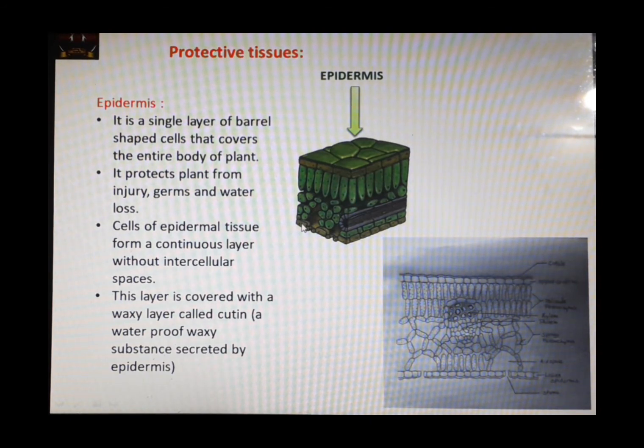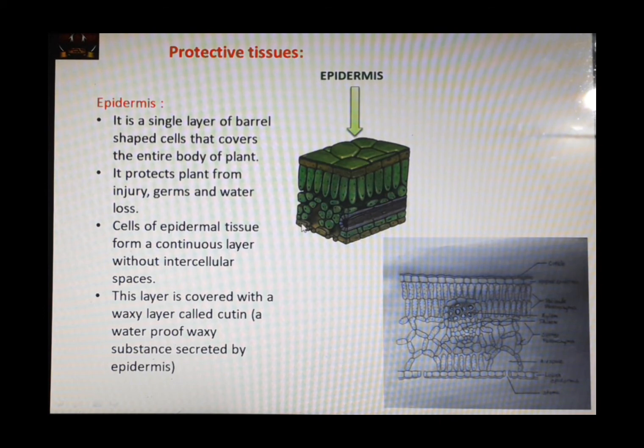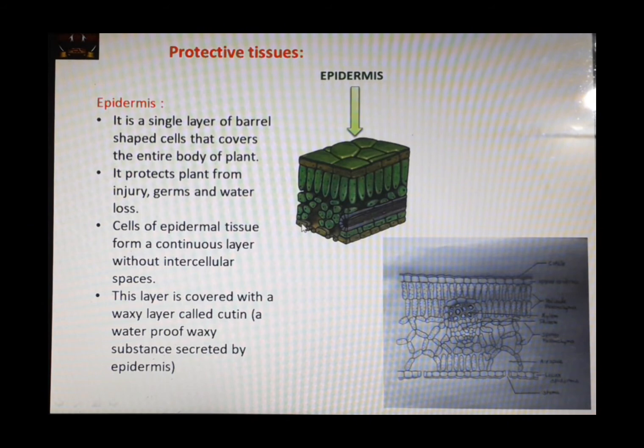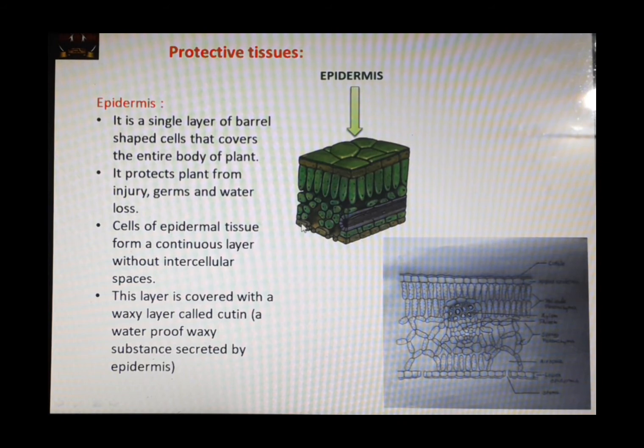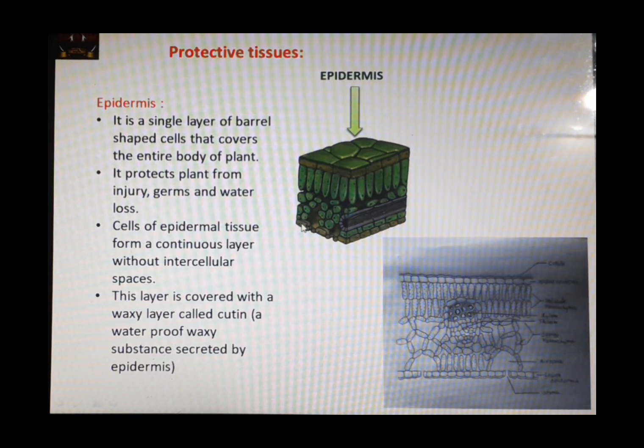So as the name suggests, these are going to protect the plant. The very first tissue is epidermis. Derma means skin, so the one which is present outside the skin would be epidermis. Just like we have skin, of course plants do not have skin, but yes, the outermost layer in the plant body is made up of some special cells which are going to form a layer of epidermis. So it is a single layer of barrel shaped cells that covers the entire plant body.